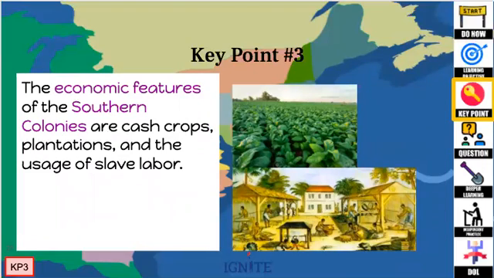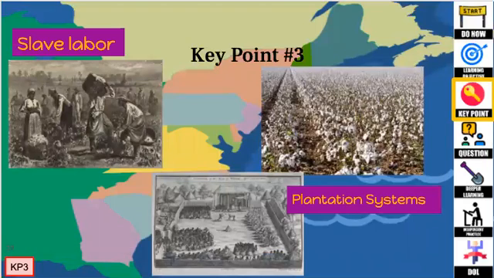The economic features of the southern colonies are cash crops, plantations, and the usage of slave labor. What we mean by cash crops are crops that are not grown to be used by a family or an individual, but instead are sold to make a profit. Cash crops include cotton, indigo, which is a form of dye, and tobacco. These are crops that are grown to sell on a large scale for people to consume. They're not necessarily something you would just grow for your family.